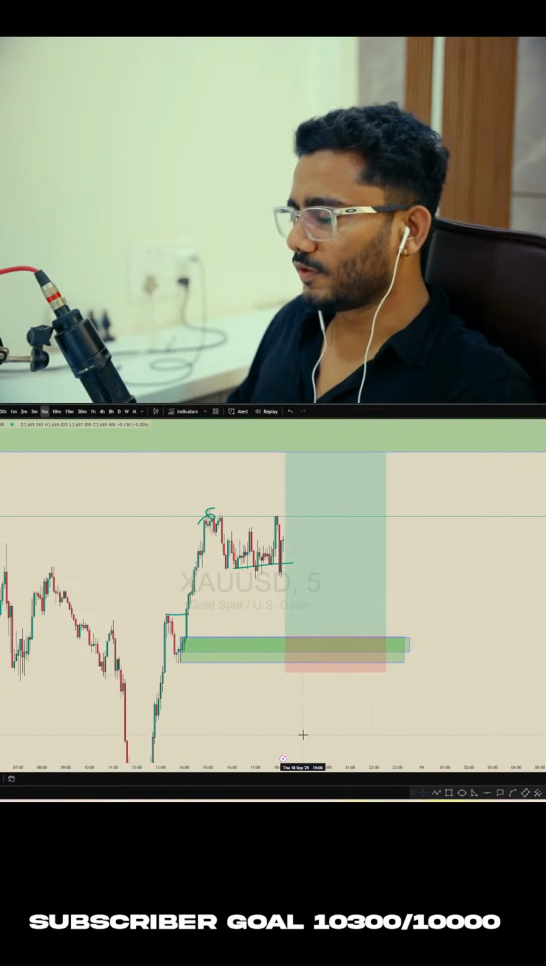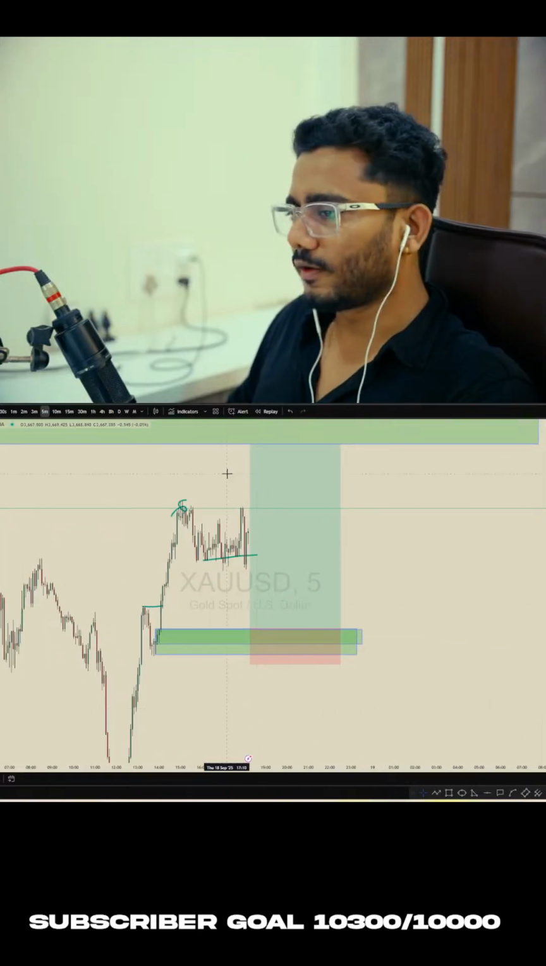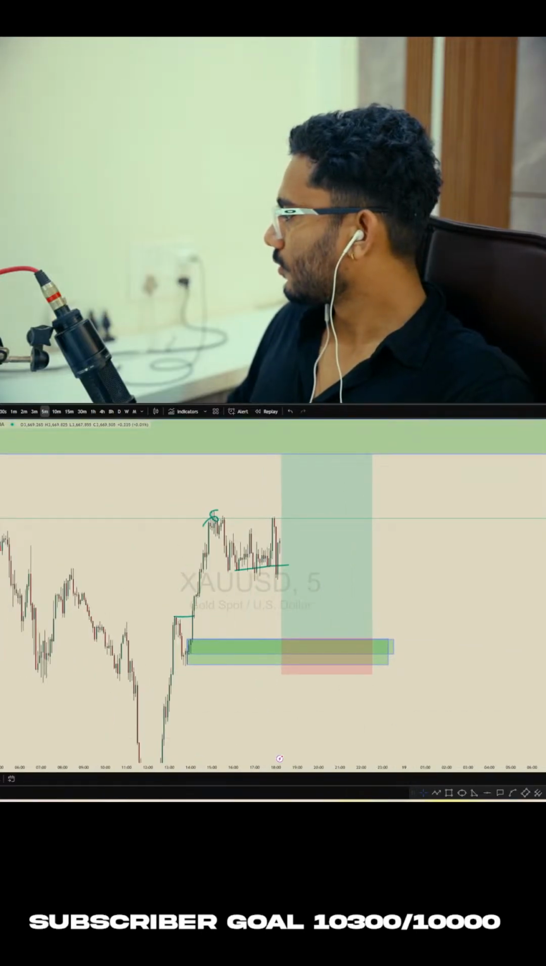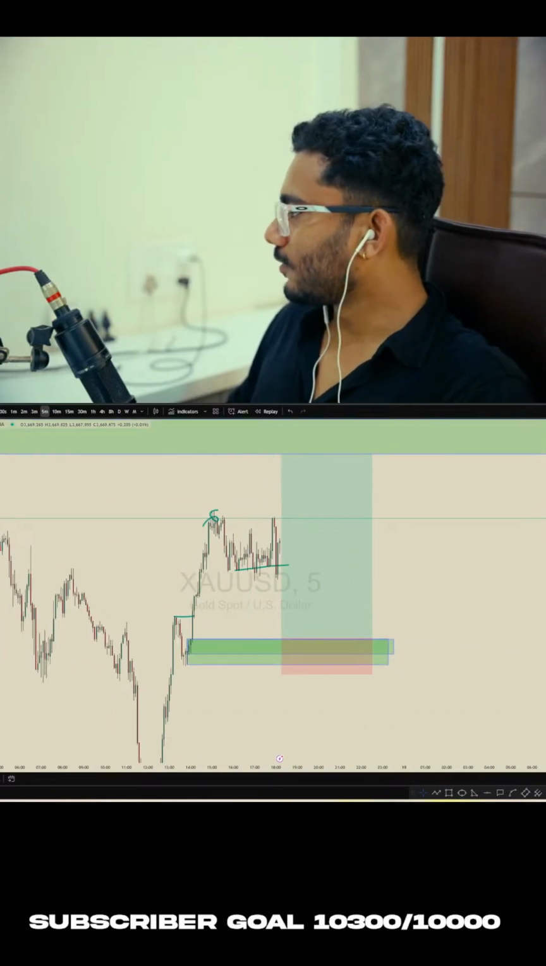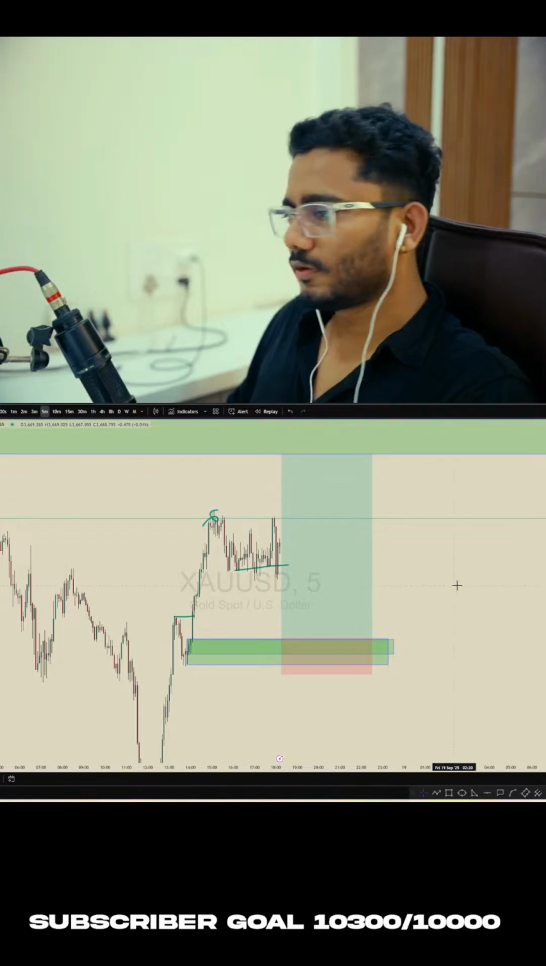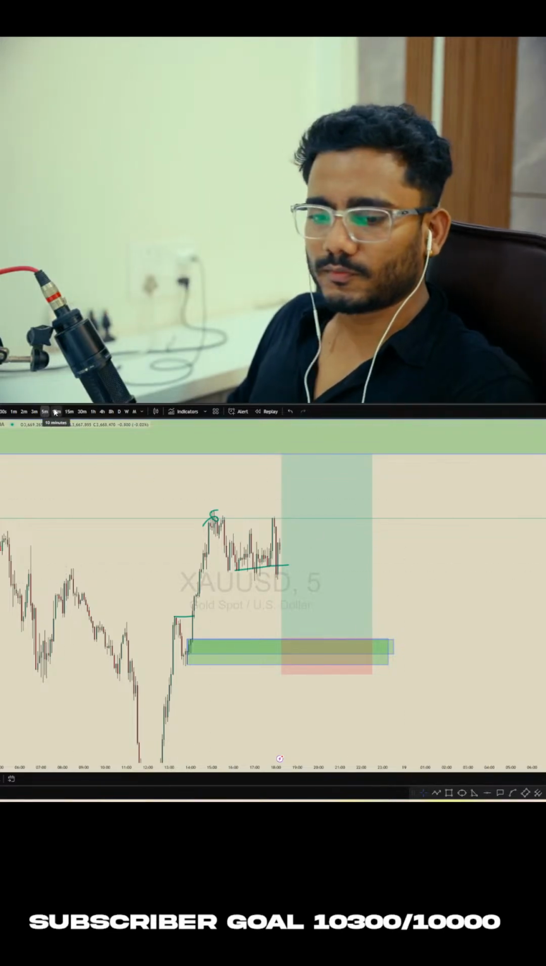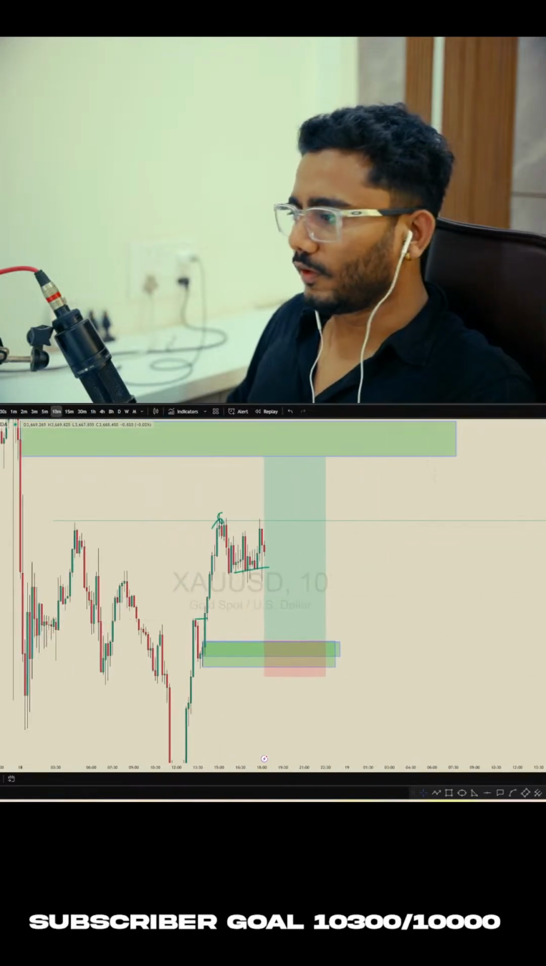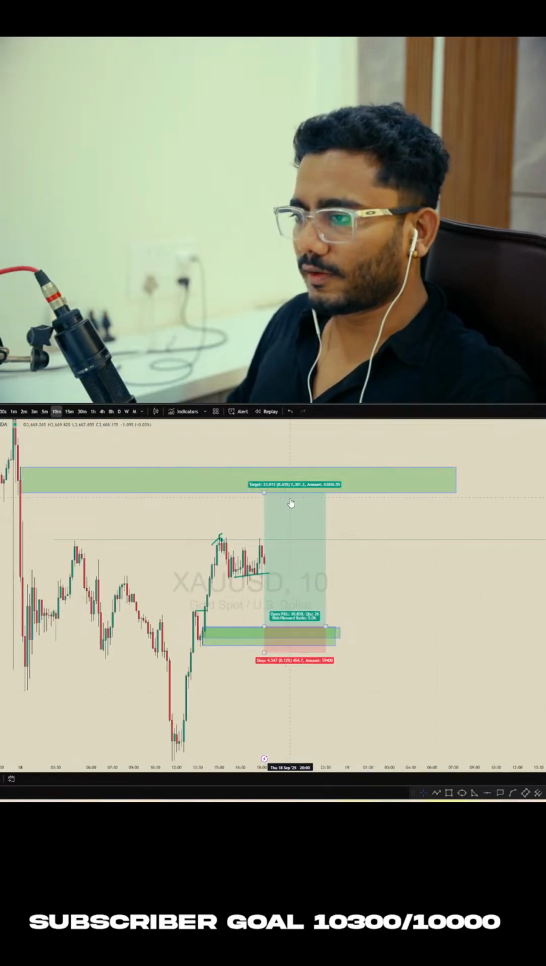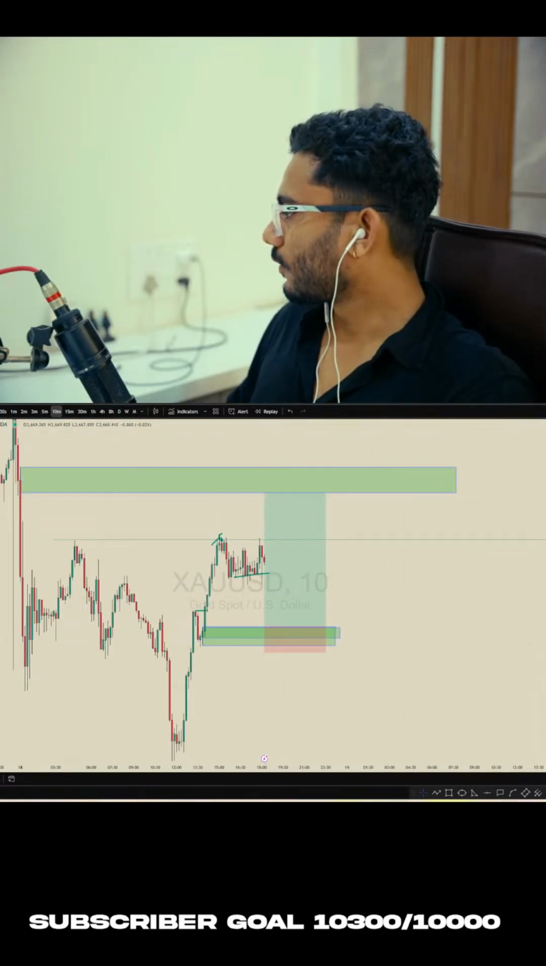So let's wait for price to tap this, then we can look for buy side. How should I know in this trend price will tap? We can't predict, but we can react where price can tap, then we can look for entry. Okay.